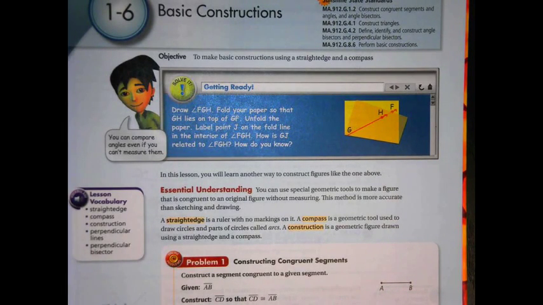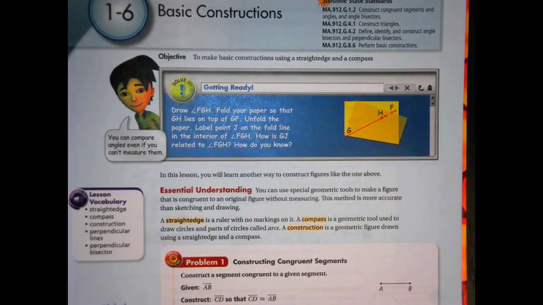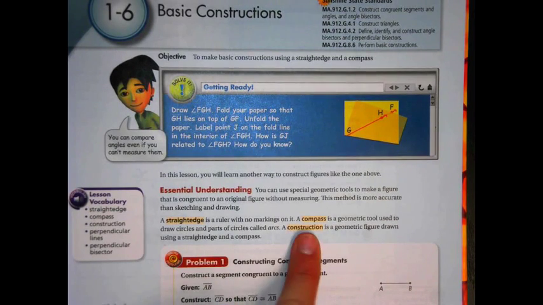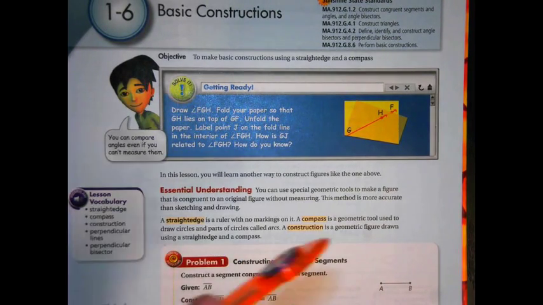Geometry, and we get to learn about the coolest tool there is, the compass. So what we're going to be learning about here is basic constructions. And constructions are pretty much, well, here it says in the book, a geometric figure drawn using a straight edge and a compass. Well, by definition, a construction uses a compass.